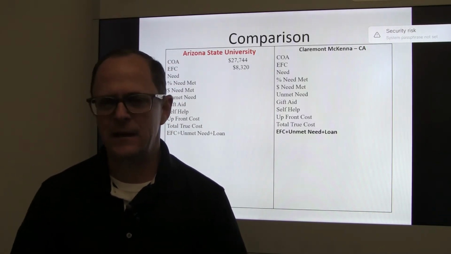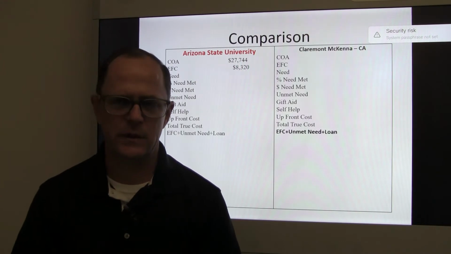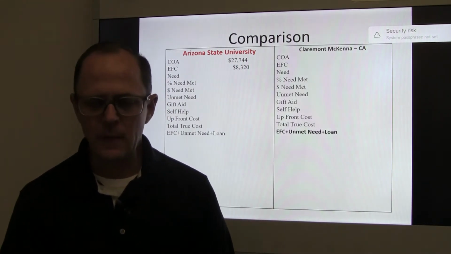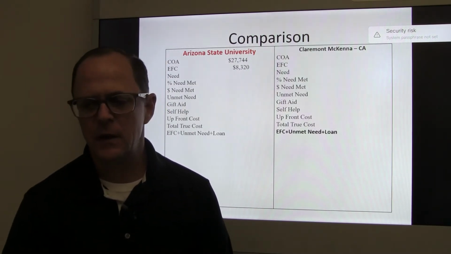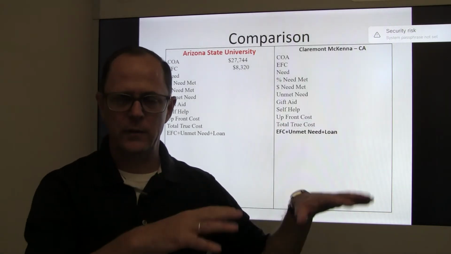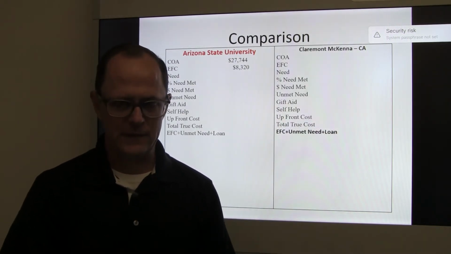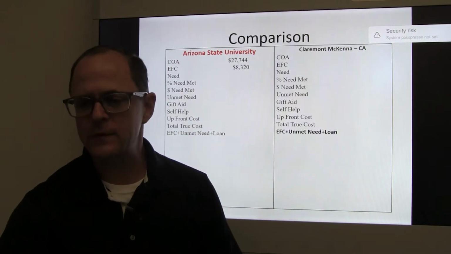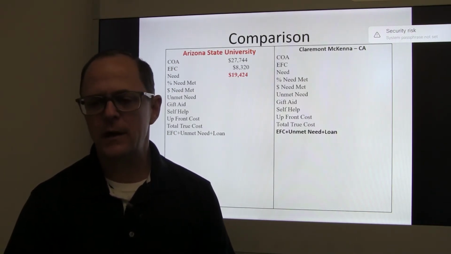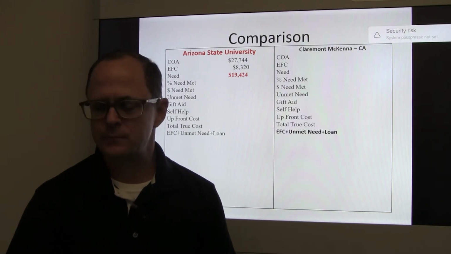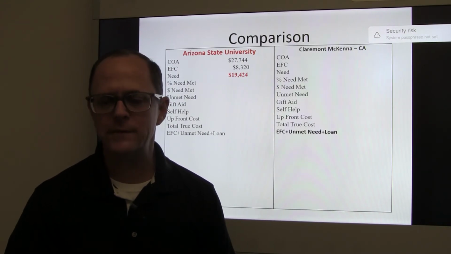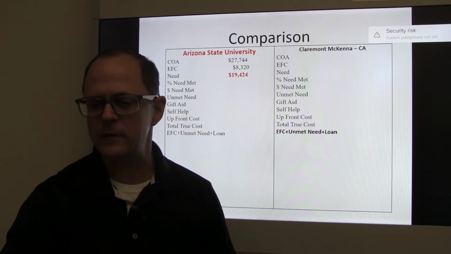I've got a fantastic EFC calculator that we can figure out what your EFC is. And in my example here on the screen, we have an EFC of $8,320. We did some things strategically to lower that family's EFC to get them to that point. So if we subtract that, we've got a need of $19,424. Now, of that $19,000 that we qualify for, what percentage of that are they going to give us?